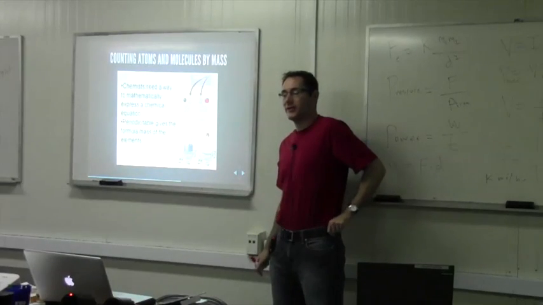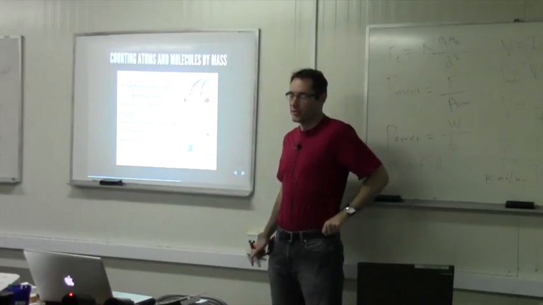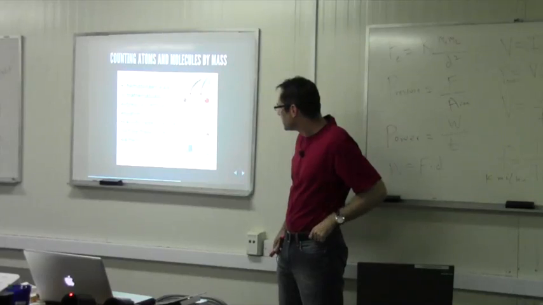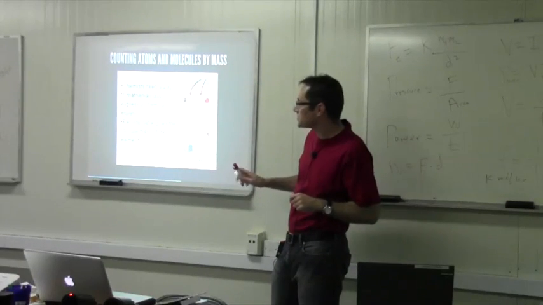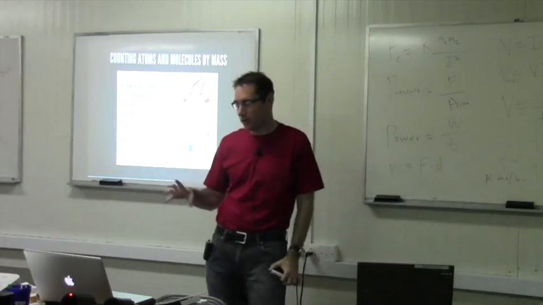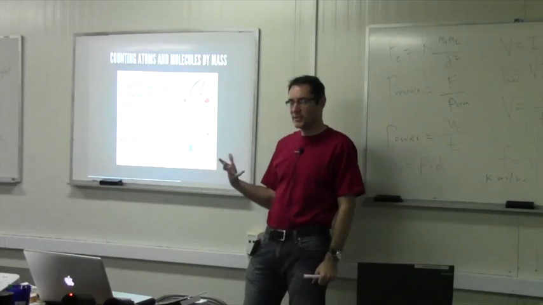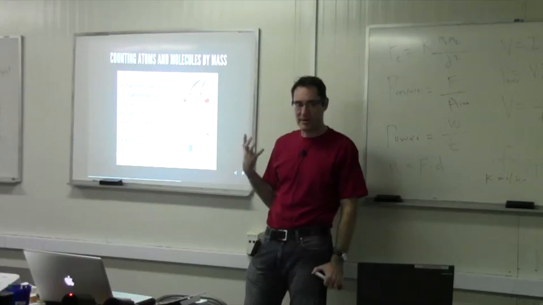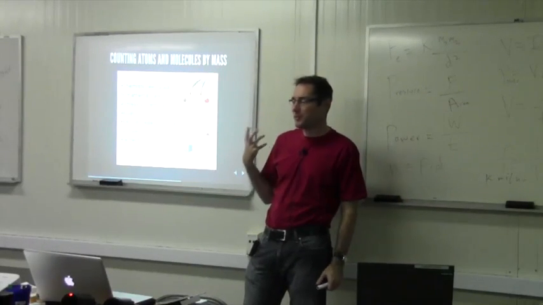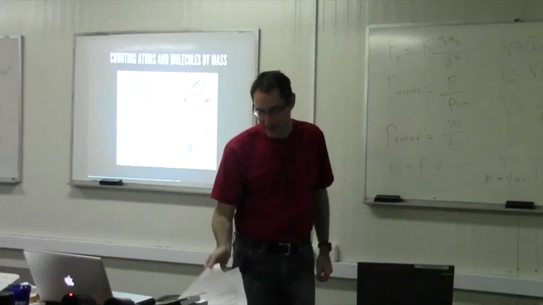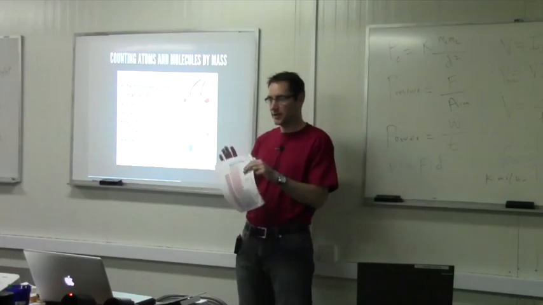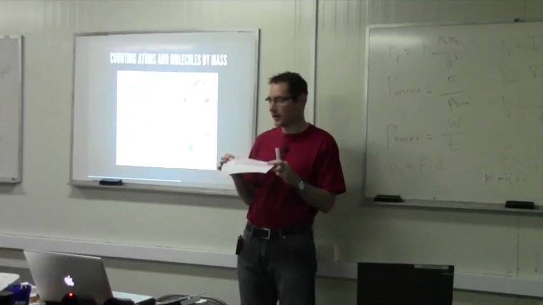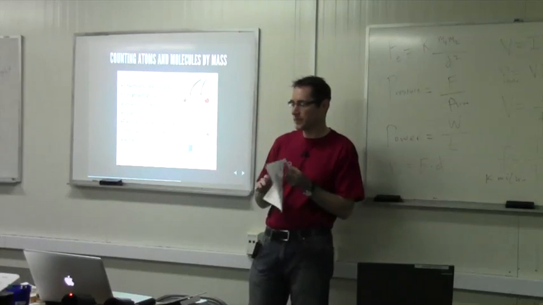Counting atoms and molecules by mass. This is slightly different than what I was talking about with the sugar and water. But chemists actually need a way to mathematically express a chemical equation. Well, the periodic table, which you all have now. Take out the periodic table that I gave you at the beginning. Anybody not have it? Okay.